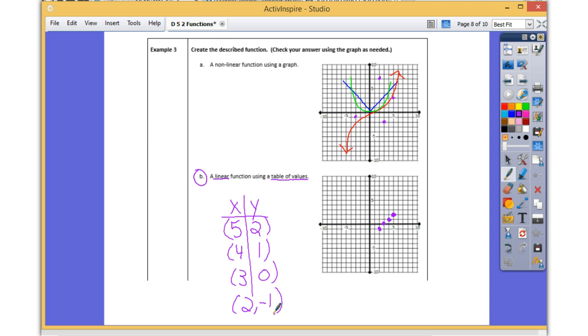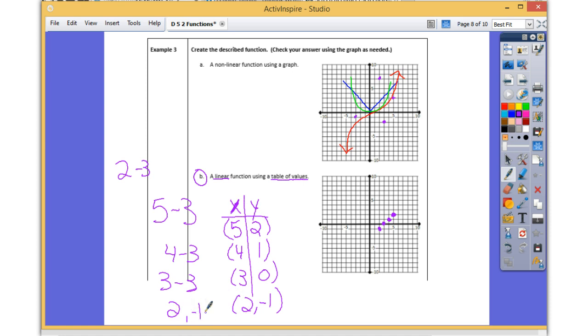Excellent. So what did we have to do to our input to get our output? What did we do to our 5 to get to a 2? We subtracted 3. We went 5 and we minus 3 to get here, didn't we? Did we do the same thing here? Is that 4 minus 3? Does that give me my 1? Does 3 minus 3 give me 0? So does 2 minus 3 give me a negative 1?